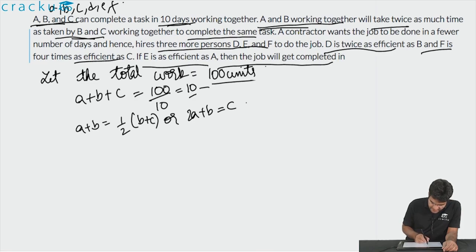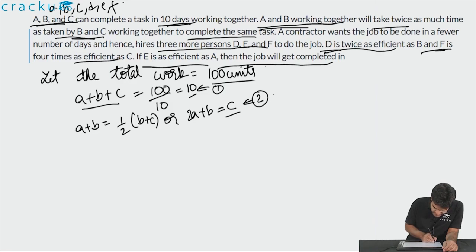Now if you combine the first equation and the second equation, we will try to get the values of B and C in terms of A. Similarly, all the values, that is D, E and F, also we will try to get in terms of A. Then we will combine A plus B plus C plus D plus E plus F, that is the total work done by all of them, and then see how to go forward from there. So if you look at the first and second equations, A plus B plus C is equal to 10, but C is equal to 2A plus B.